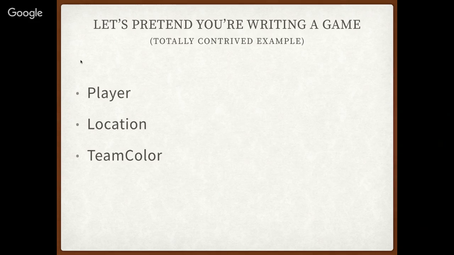Okay. So to start off with, I'm going to do some totally contrived code examples. We're going to pretend that you're writing a game. And this game has 3 models to start with, 3 classes. You've got a player. And as that player, you can go to different locations. And you can mark those locations with your team color.